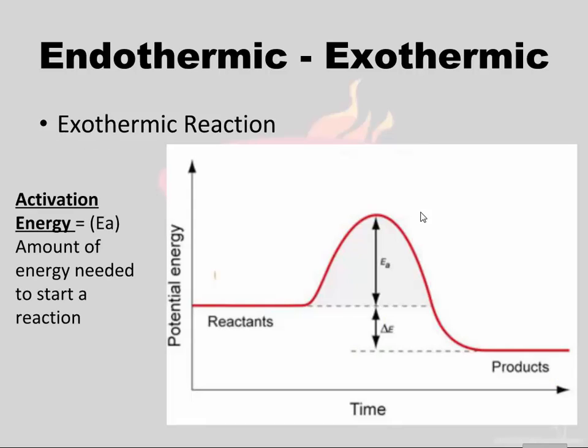And we saw how that looked on our potential energy diagrams. So our reactants were up here. They lost energy to our products. And this amount of energy here, we called it our delta H, was the amount of energy it gave off.